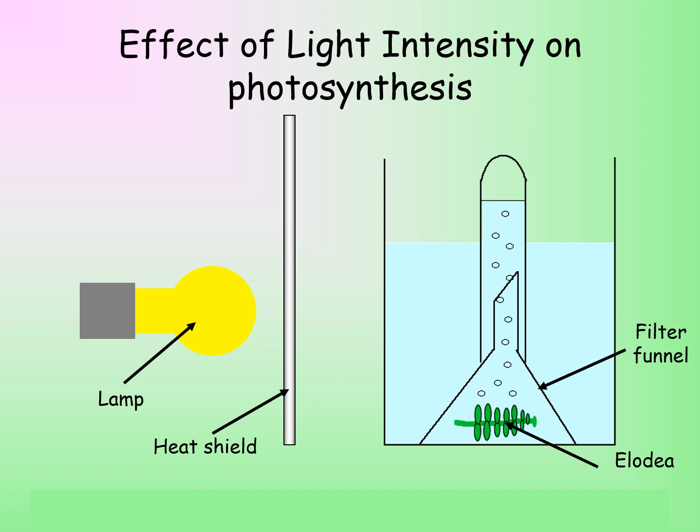So remember, in these investigations, we're only changing one factor, and the factor we were changing was light intensity. So we had to use a heat shield to make sure the only factor we were changing was light intensity, because we know that bulbs give off heat and light.